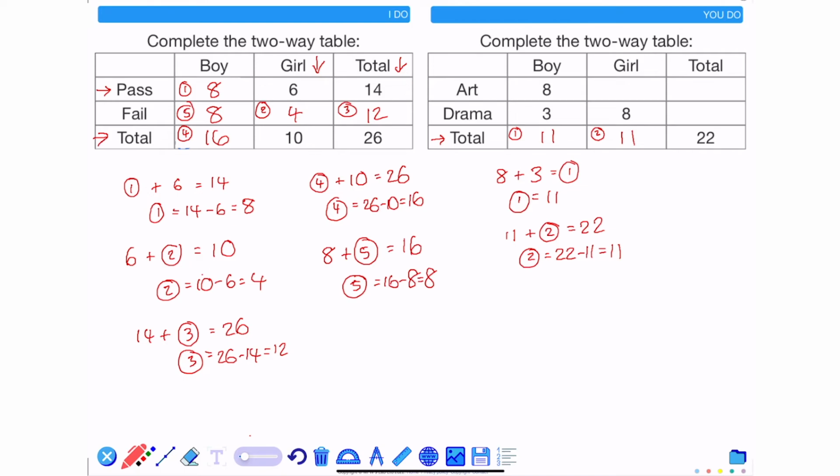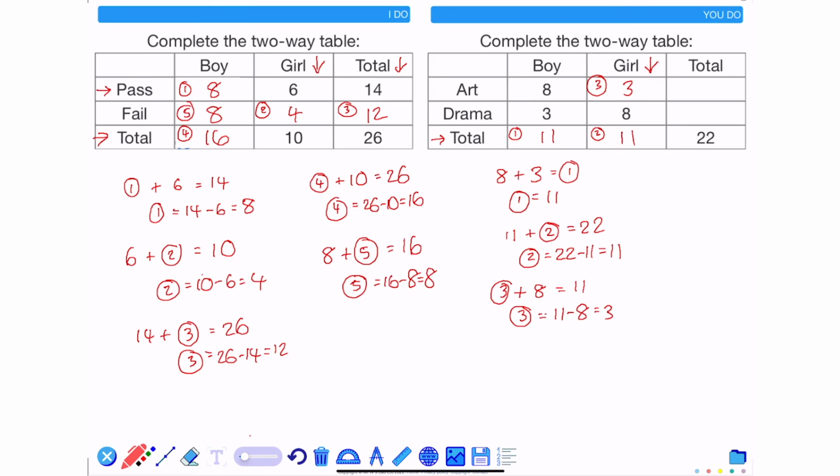Keeping with the girls, I can see that point number 3, the number of girls who did art plus the number of girls that did drama is equal to 11. So I can work out the total number of girls that did art as 11 minus 8, which is equal to 3.